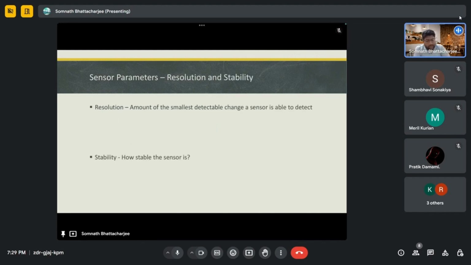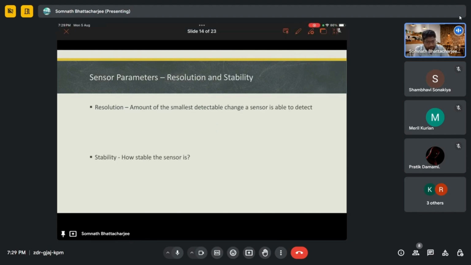So the next parameter is resolution. Resolution is one of the most important parameters for a sensor. It is the smallest amount of detectable change a sensor is able to detect. That is, if the sensor can detect 50 degrees centigrade and it can detect 51 degrees centigrade, the resolution in this case is not 1 degree centigrade. It can also be less than 1 degree centigrade, but it's not greater than 1 degree centigrade.